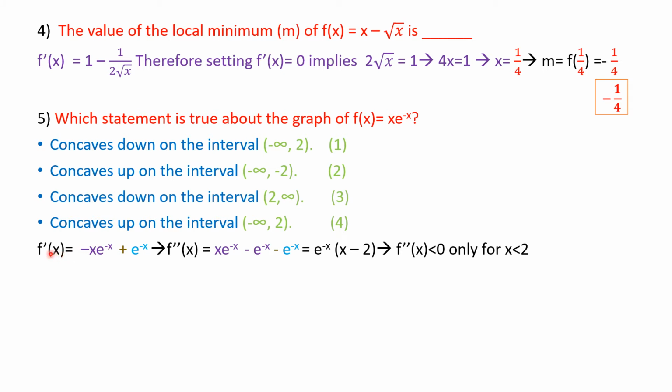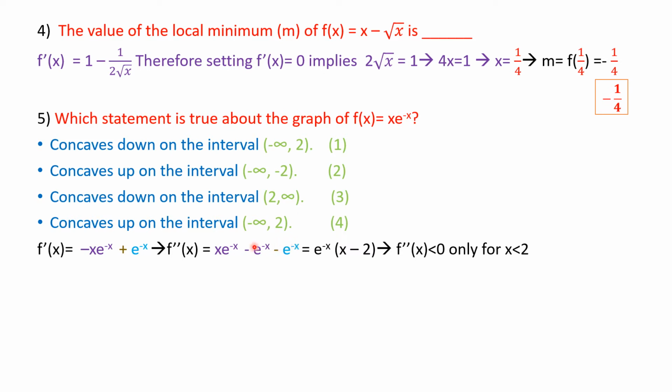So the first derivative, f prime of x, since this is product rule, we do the derivative with respect to e to the negative x, and that will give us negative x e to the negative x. And then we do the derivative with respect to x, and that will give us e to the negative x. And this will lead us to the second derivative, f double prime of x. We'll do it the same way, so it will be x e to the negative x minus e to the negative x minus e to the negative x.